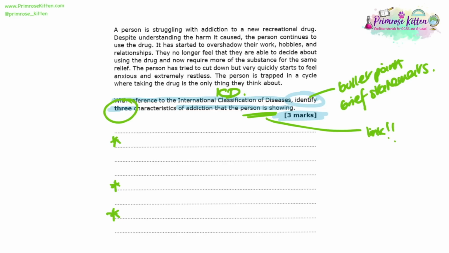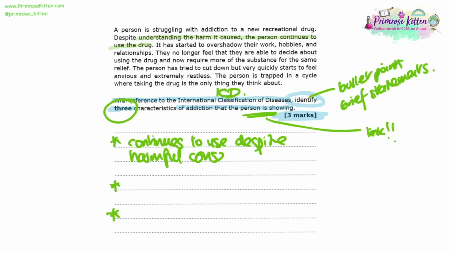Start off by identifying in the scenario the fact that the person is aware and understands the harm that the drug is causing, but that they continue to use the drug. This aligns with the criteria of continues to use despite harmful consequences. This can be recorded as the first characteristic of addiction. We can then note the fact that they now require more of the substance for the same relief. This can be linked to the diagnostic criteria of observable signs of increased tolerance. More and more of the substance needed in order to bring about the same effect. This could be recorded as the second characteristic of addiction.